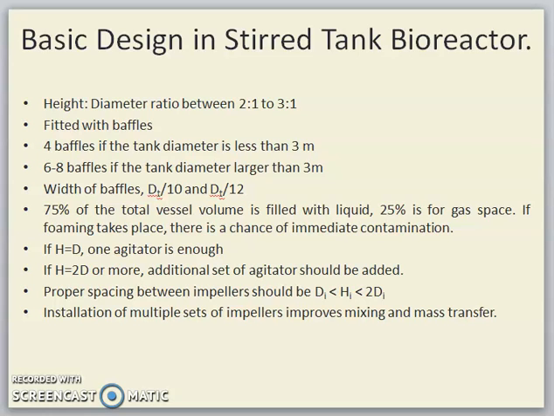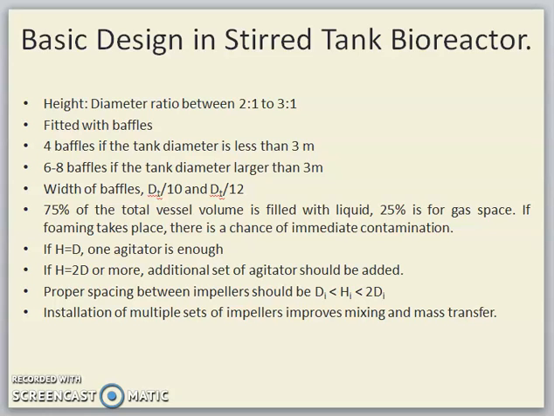Okay, if foaming takes place, there is a chance of immediate contamination. That's why in fermentation we have to avoid foaming. And in the reactor, we always install a foam detector sensor, also known as a probe, in order to detect the formation of foam in the fermenter.